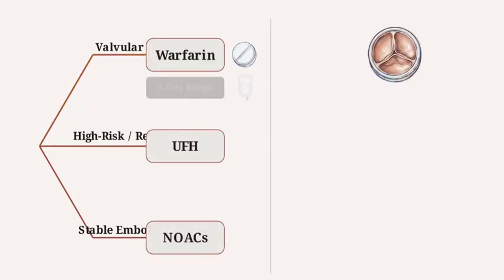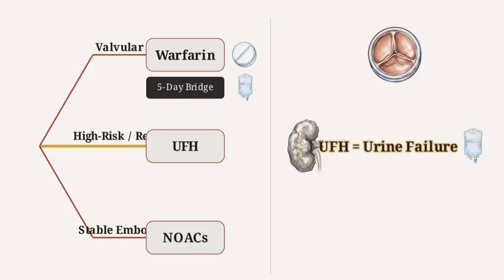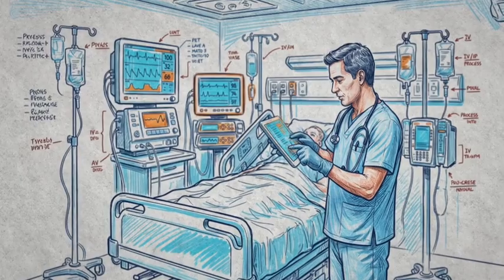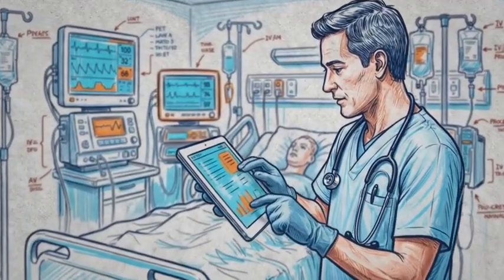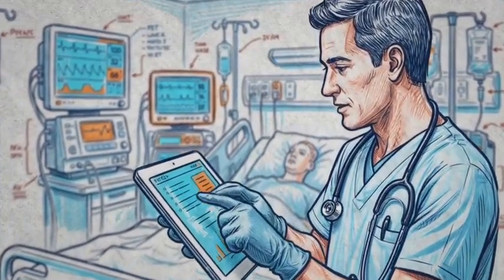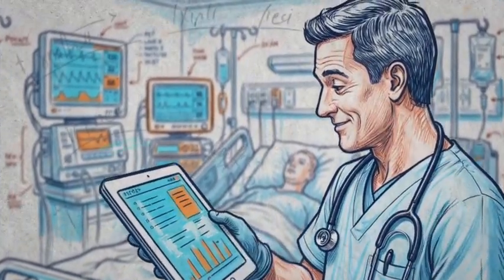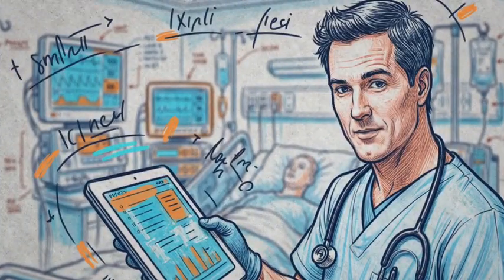Let's pull the clinical framework together into a unified view. Rule 1. Valvular disease mandates warfarin with a 5-day enoxaparin bridge. Rule 2. Failing kidneys or rapid reversal mandates unfractionated heparin. Associate urine failure with UFH. Rule 3. Stable embolic events get DOACs. Mastering this algorithm replaces pharmacological confusion with a definitive bedside protocol, helping you standardize care and mitigate risk in high-pressure environments.